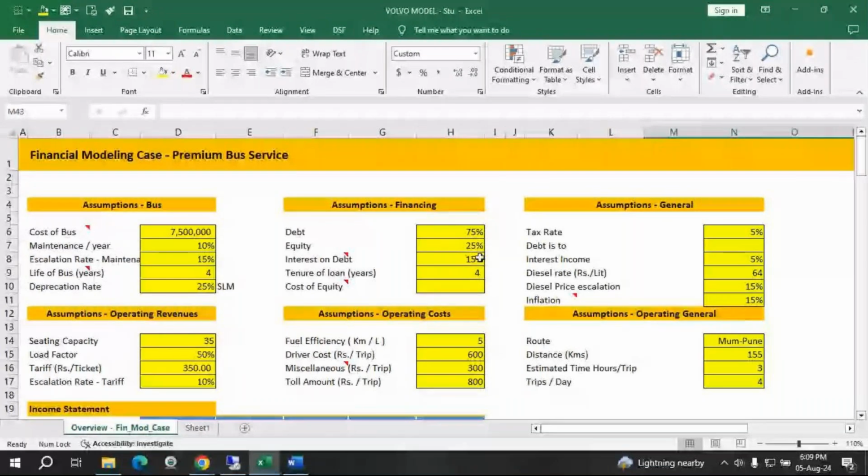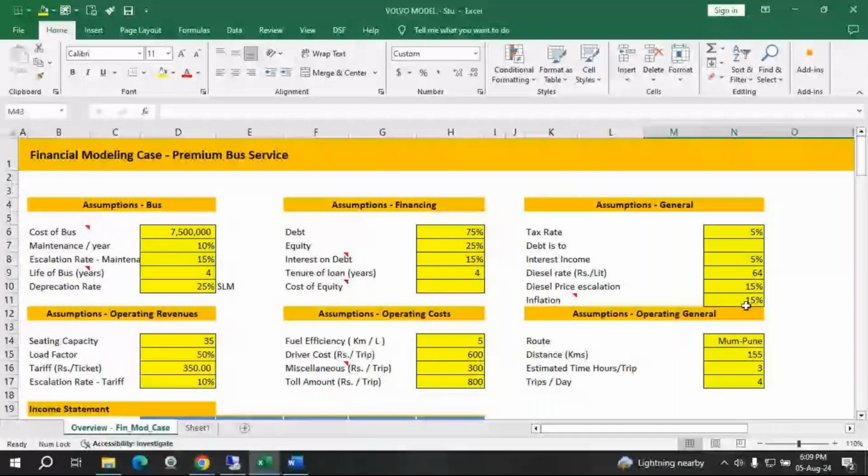Interest on debt is 15%. Tenure for the loan is the useful years of the bus, the same 4 years. Tax rate is 5%. Interest income is 5%. Diesel rate is 64 per liter. Diesel price escalation, 50% escalation is going to happen. Inflation on the driver cost and miscellaneous expenses is 15%.